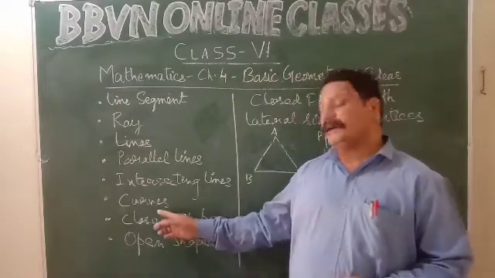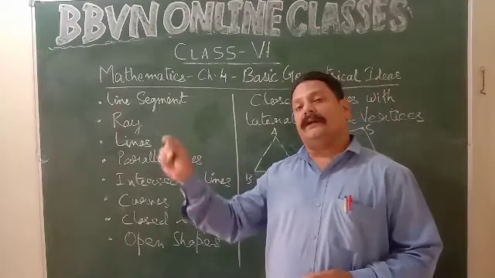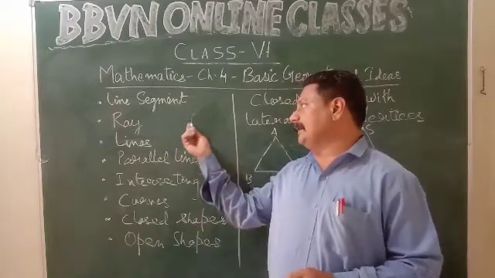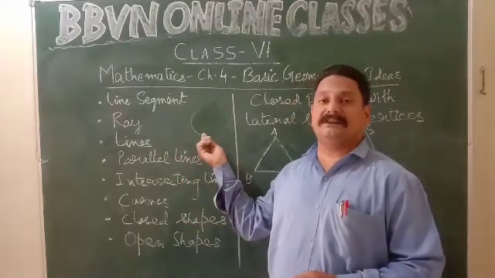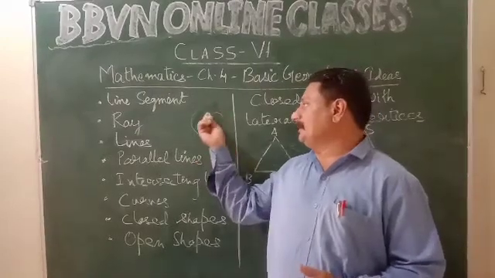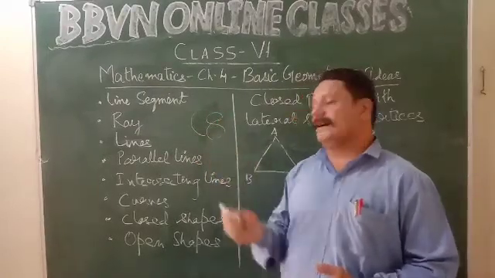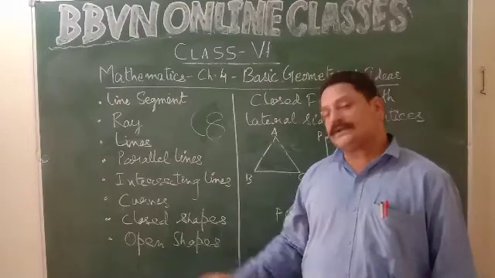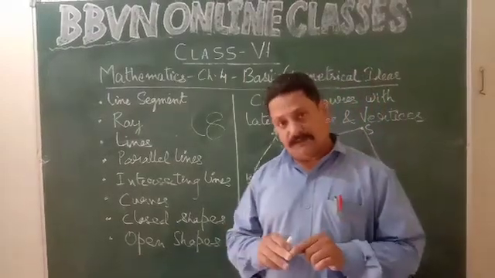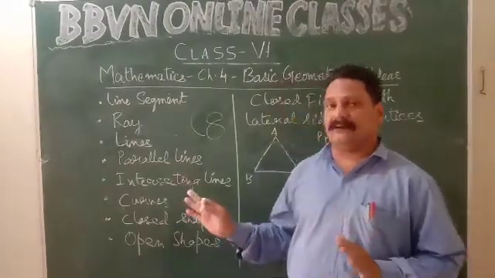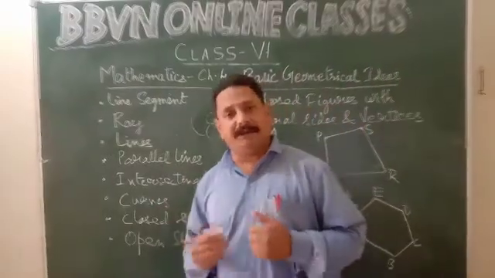Then we have studied curves. Anything that is not a straight line is a curve. For example, if we make the English alphabet C, it is a curve. If we make the digit 8, it is a curve. Okay. Then closed shapes. Those are closed. Then open shapes. All these things we have discussed in previous classes.